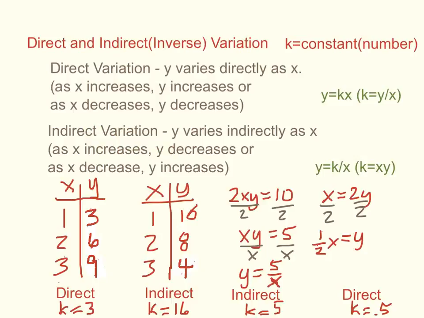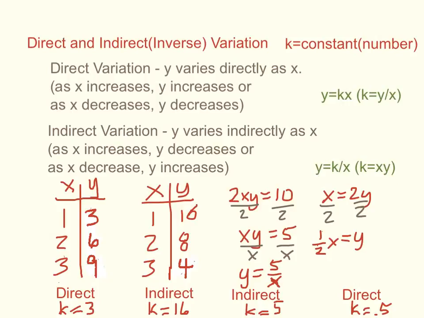Indirect variation: y varies indirectly as x changes. As y changes, x changes indirectly, or the opposite. In other words, as x increases, y decreases, or as x decreases, y increases. Here we go, I've got the x's increasing and the y's decreasing. And the equation is y equals k divided by x, so it turns into a rational sort of equation. And the constant would be k equals x times y.